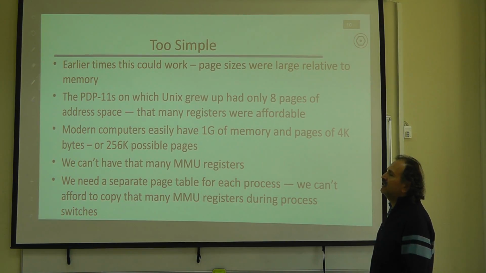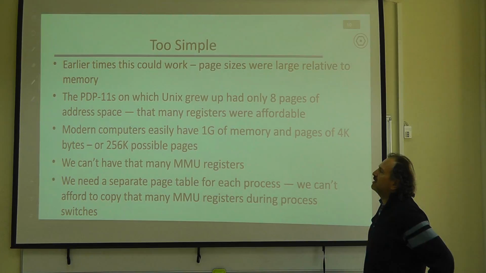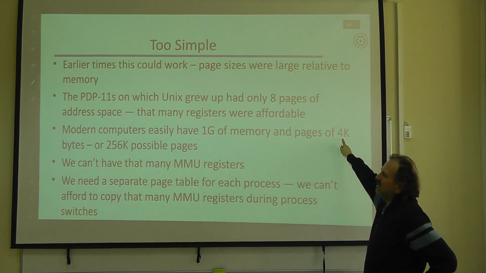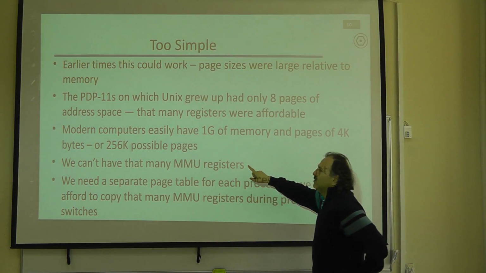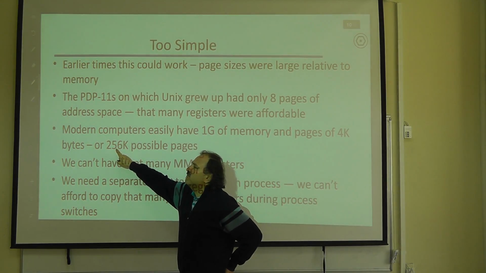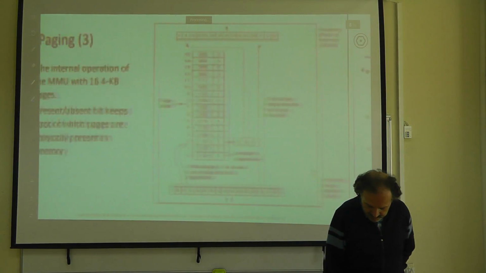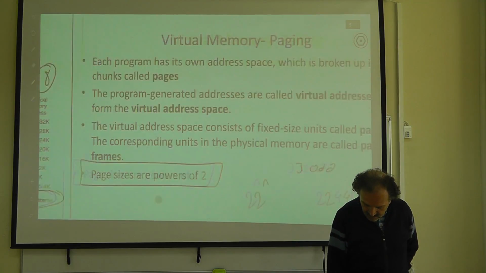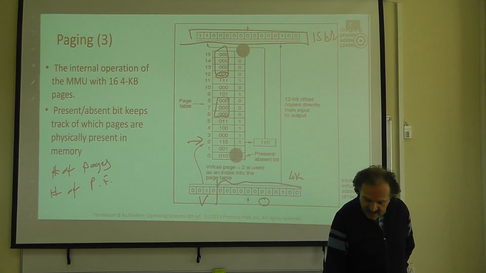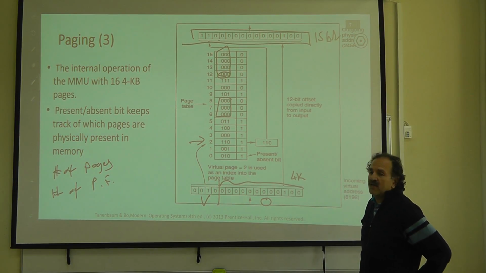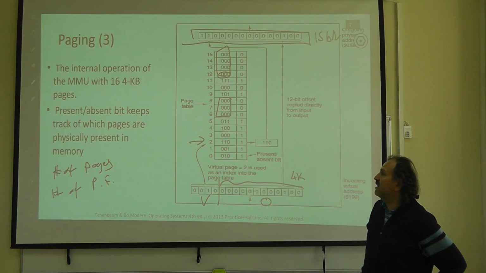When you have 8 pages of address space, then 64 kilobytes of virtual memory is enough. So 16 table entries is good enough. But nowadays modern computers have 1 gigabyte of memory and a page size of 4K. That means that I have 256,000 possible pages. So my page table, instead of 16, has 256,000 entries. That's a very large table.